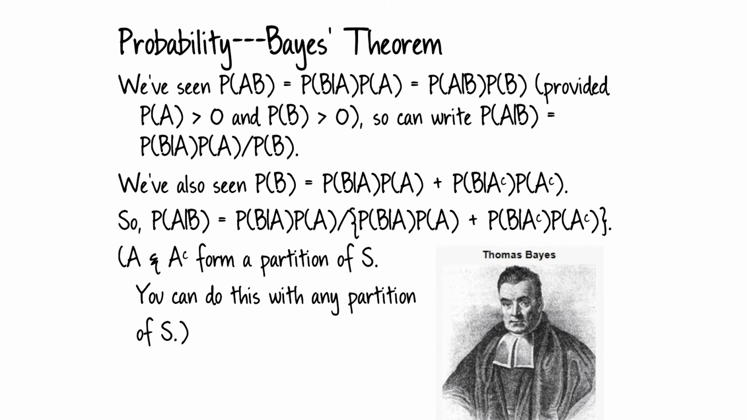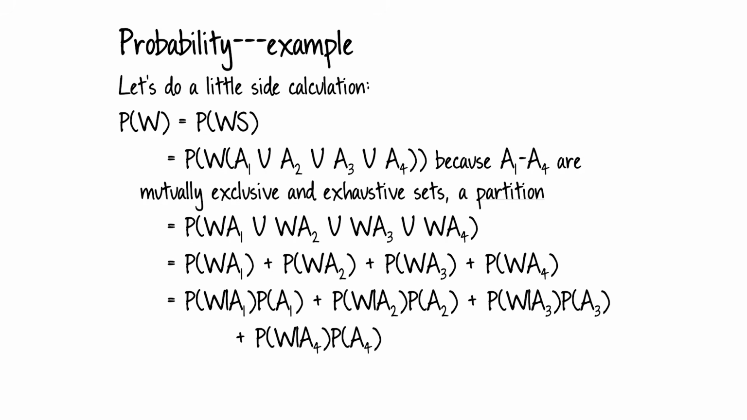We also saw a slightly more complicated version of this 2 slides ago: we can write the probability of B as the probability of B conditional on A times the probability of A, plus the probability of B conditional on A complement times the probability of A complement. Let me go back and make sure you understand where that came from. That is simply a simpler version of this, with only 2 events, A and A complement, instead of A1 through A4.